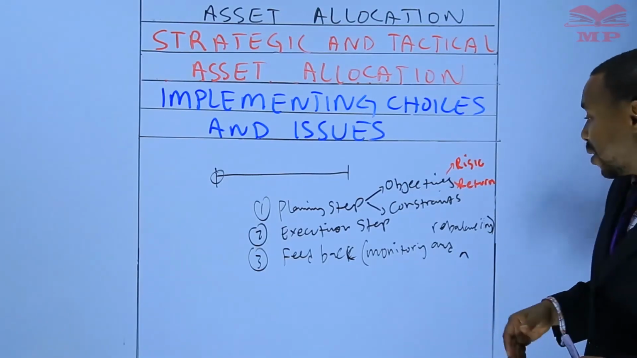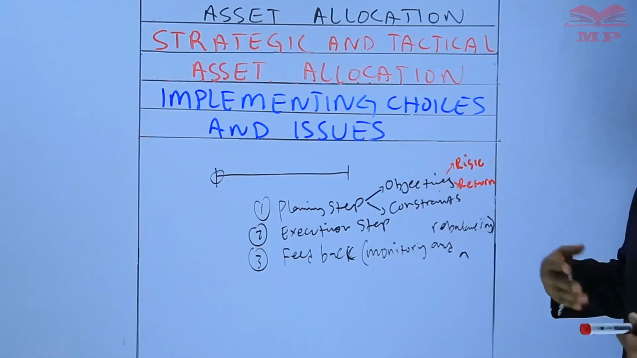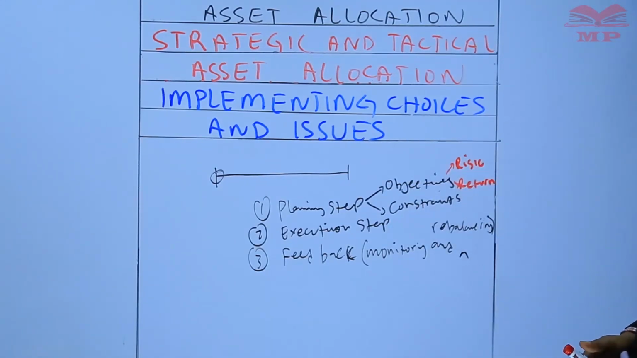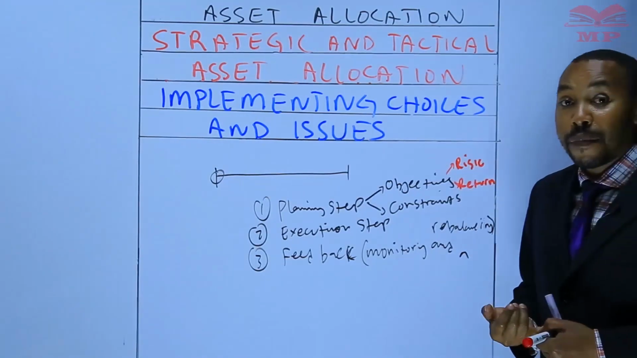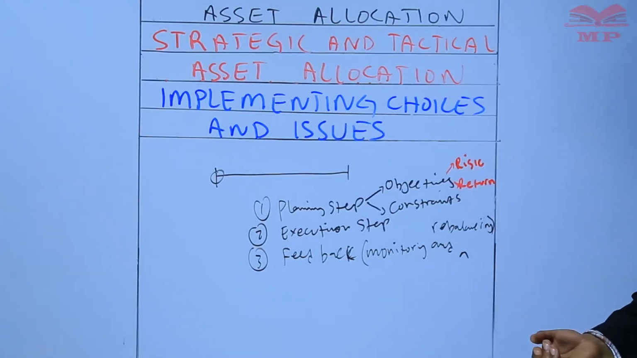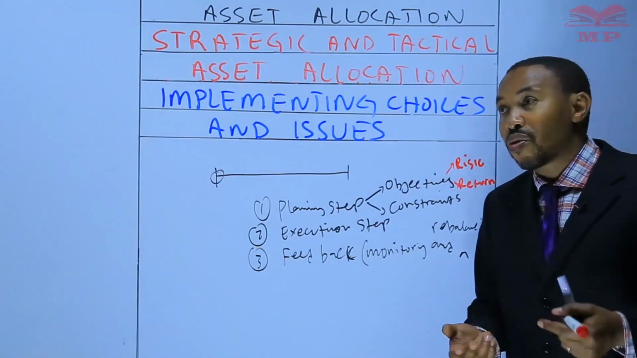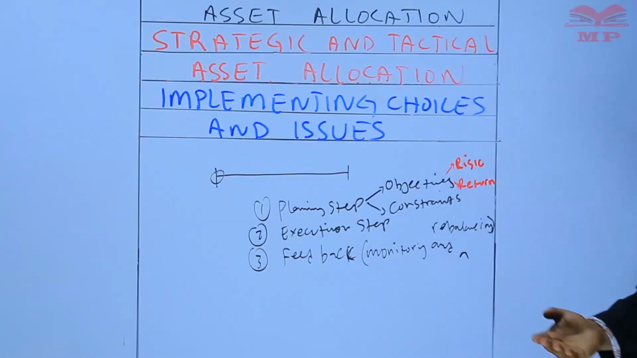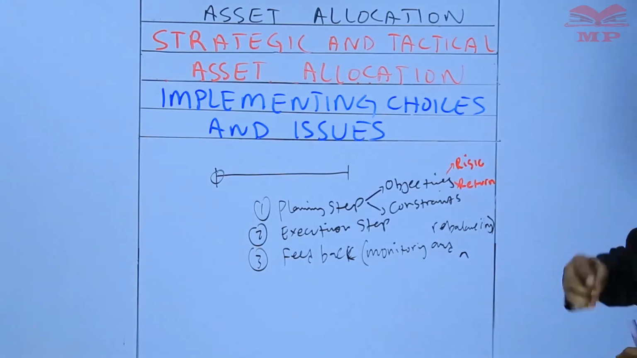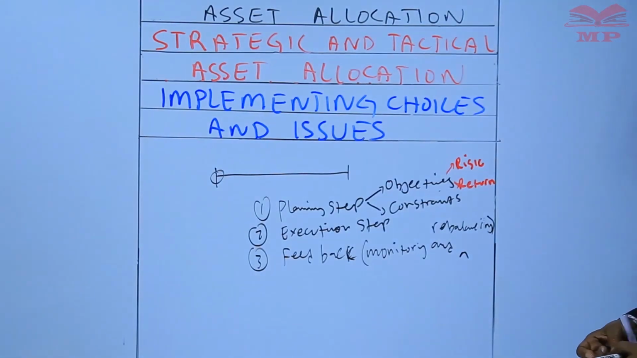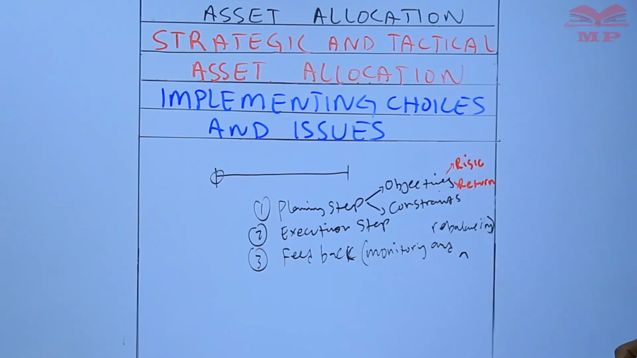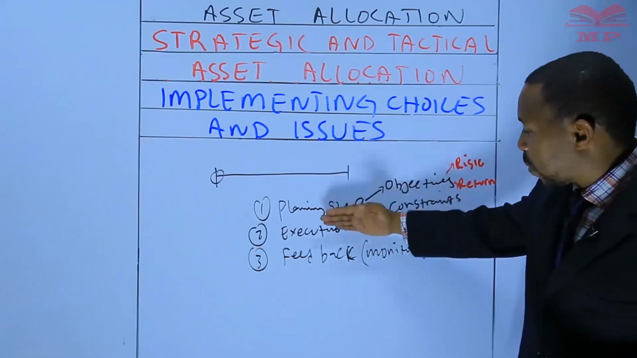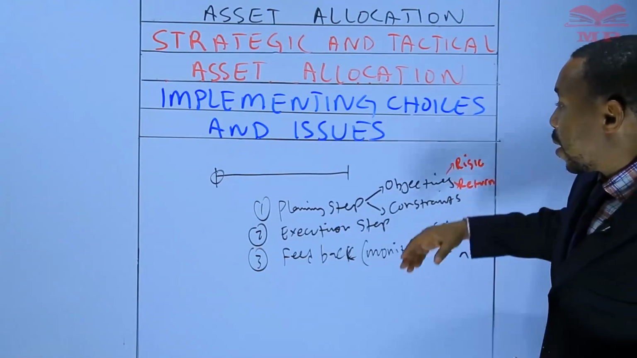We had already identified the objectives and the constraints, and we explained what they actually mean under different institutional investors. The institutional investors in this case could be commercial banks, insurance companies, foundations, endowments, and so on and so forth. So please go back to that lecture where we covered the objectives and constraints for those institutional investors.